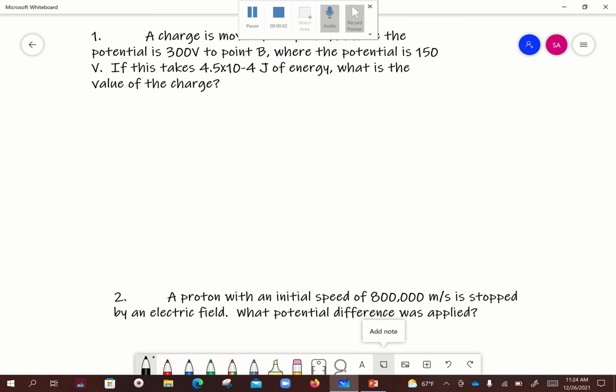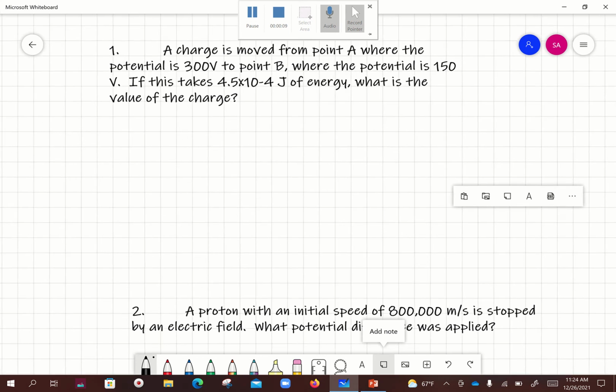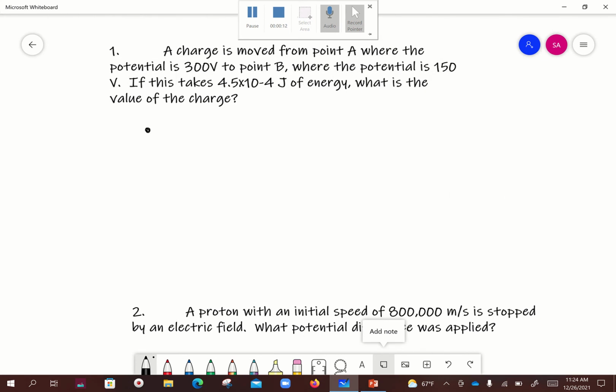So let's start off with some questions just using the basic voltage equations. So we've got a charge that's moved from point A where the potential is 300 volts. So we've got point A and VA is 300 volts, to point B where the potential is 150 volts. So here's point B, VB is 150 volts. And the charge goes from A to B. So I've got some charge, I don't know whether it's positive or negative. It's moving from A to B.